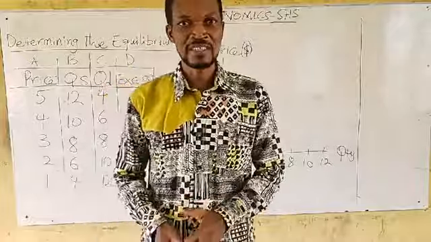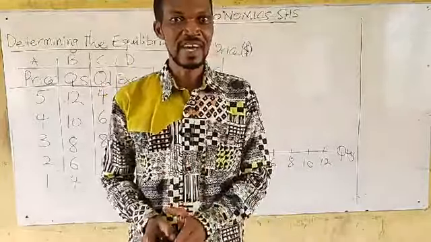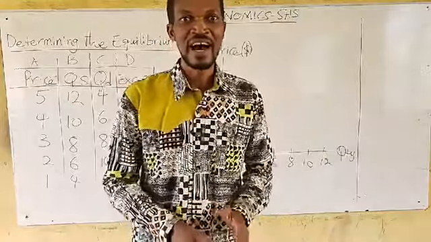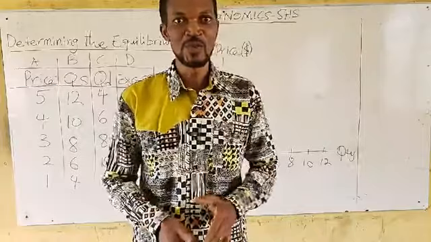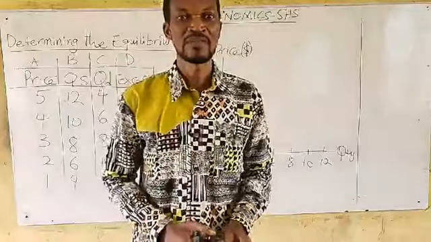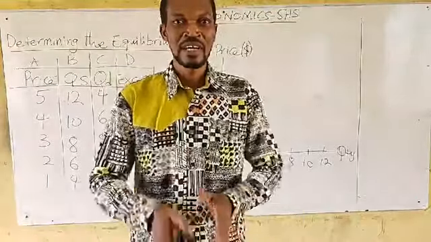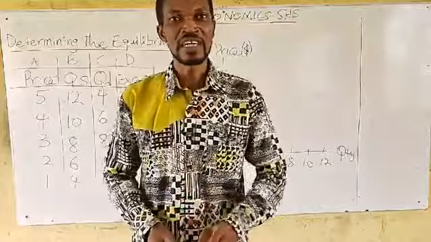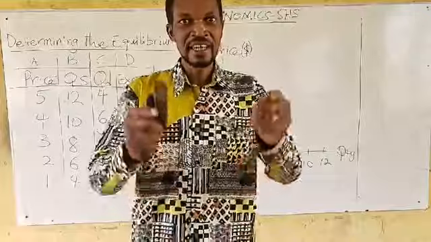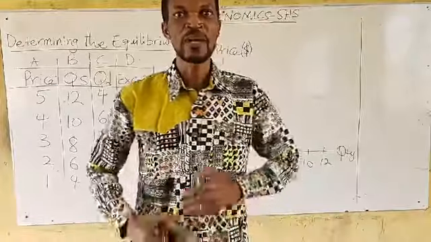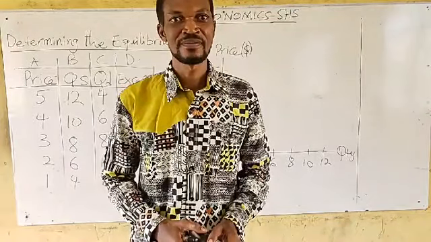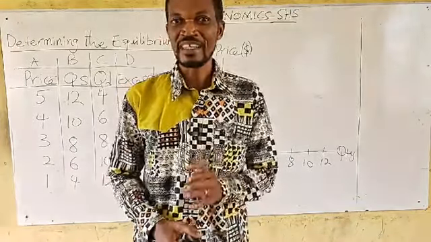The equilibrium price is the price at which both the buyer and the seller agree to trade the commodity or to exchange the commodity. I'm coming again. The equilibrium price or the market price is the price at which both the buyer and the seller agree. They agree to trade or to exchange the product. You see, I said equilibrium price.